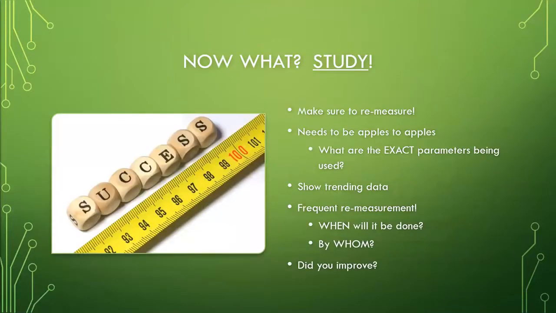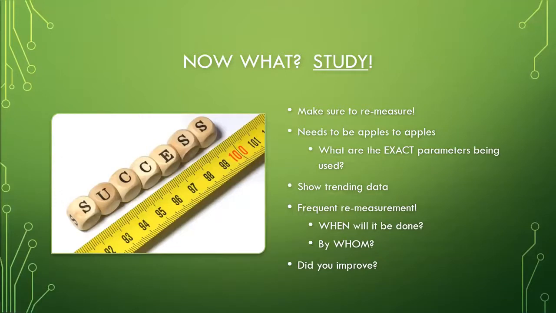Now we get to the study phase. So this is really where you're remeasuring and seeing if things are going the way you expect them to be. It's key to use the apples to apples comparison, so using the exact parameters that you used to get your baseline, with the exception, of course, of the time that you're doing it. So with the baseline, it was before the implementation. The remeasurement is going to be after the implementation of whatever action that you came up with.